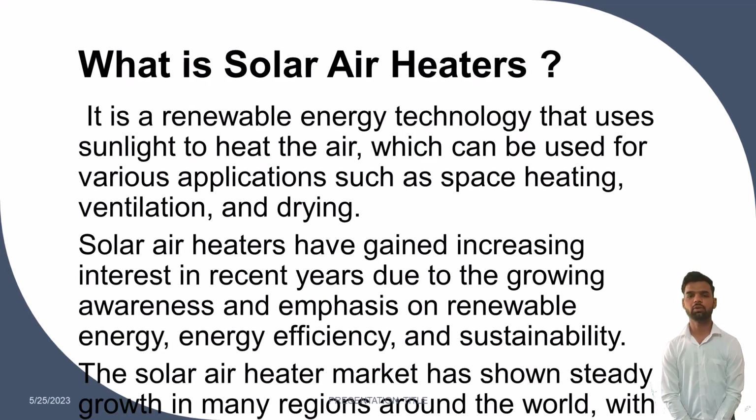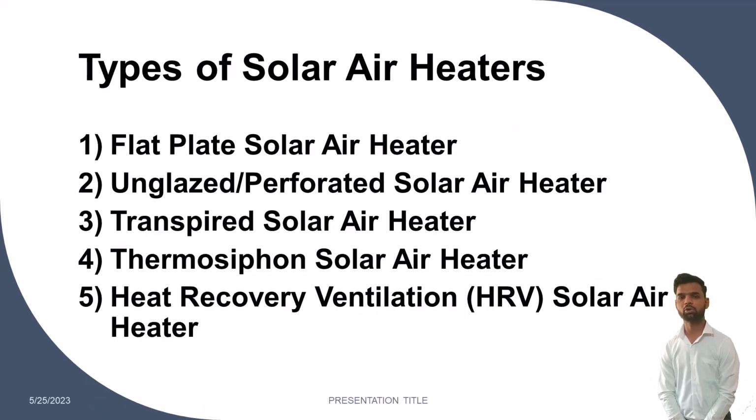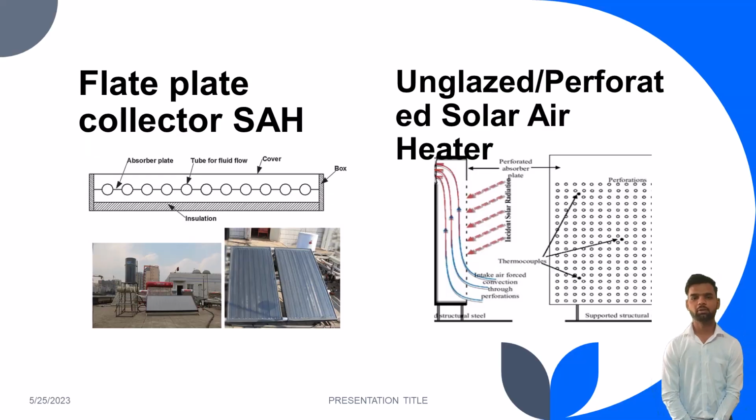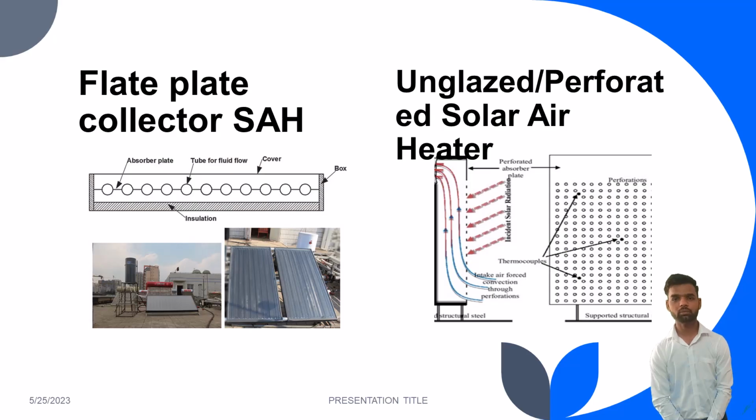Now we are talking about various types of solar air heater. The first type, which is most commonly used in many applications of heating, is the flat plate solar air heater. Other types are unglazed perforated solar air heater, transpired solar air heater, thermosiphon air heater, and heat recovery ventilation HRV solar air heater. Number 1, flat plate solar air heater.